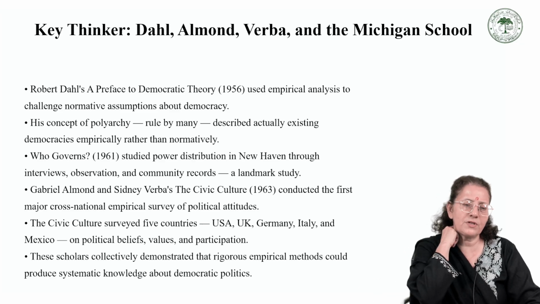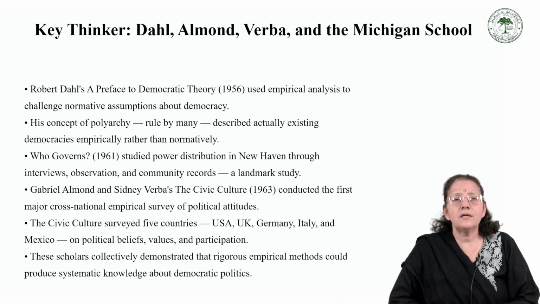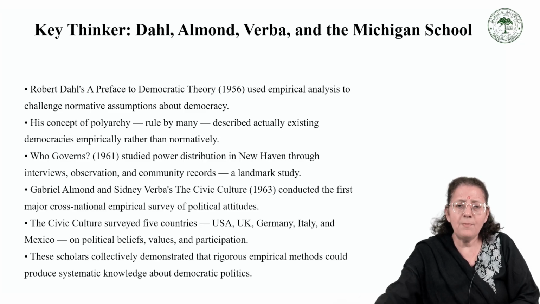Dahl's concept of polyarchy, rule by many rather than by a single sovereign, was an attempt to describe actually existing democracies empirically. His later work, Who Governs, published in 1961, studied the distribution of power in New Haven, Connecticut, through systematic empirical research involving interviews, observations of decision making, and analysis of community records. This study became a landmark of empirical political sociology.